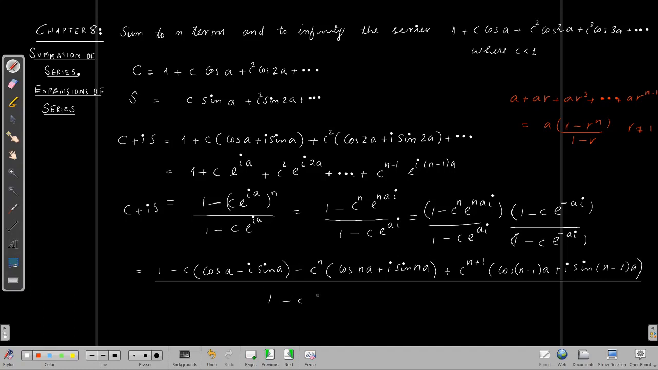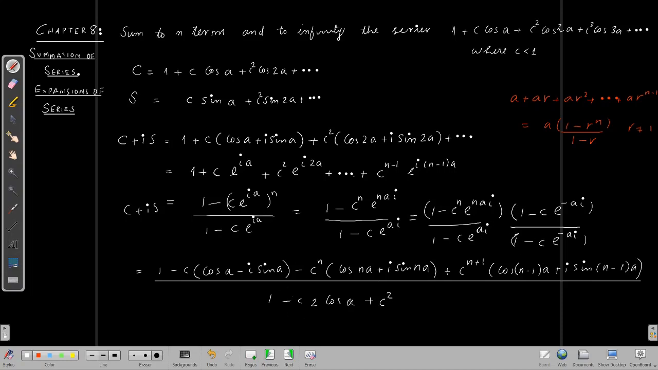minus c times the sum of these two, that is e raised to ai plus e raised to minus ai. So that is 2 times cos a, plus the last term will be c square. So this is the expansion of this quotient.